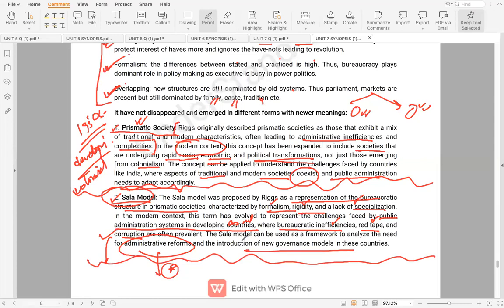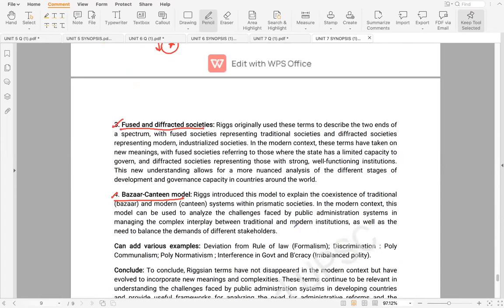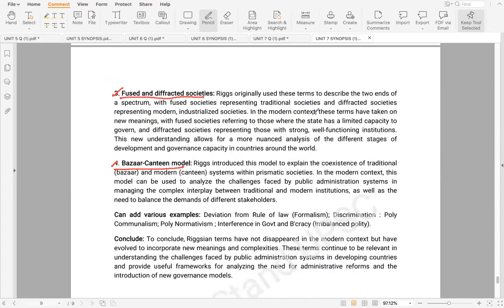Yes, sir. Yes. Third, fused and diffracted societies. Originally क्या होता था? Originally, these terms are used to describe the two ends of a spectrum, developed and underdeveloped, है ना? With fused societies representing traditional societies and diffracted societies representing modern industrialized societies. However, आज की डेट में क्या बोल सकते हो? These terms have taken on newer meanings, with fused societies referring to those where the state has limited capacity to govern, and diffracted societies representing those with strong, well-functioning institutions.